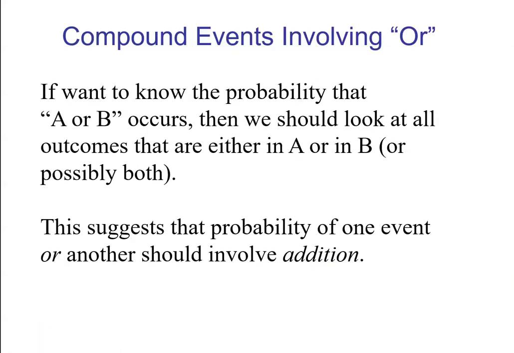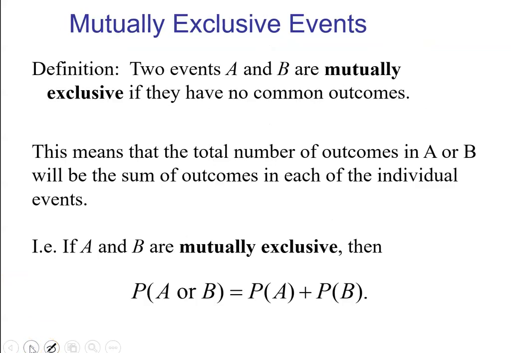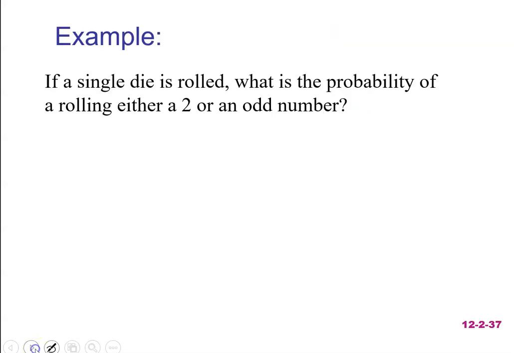All right, going back to the word or here. Compound events involving or. If we want to know the probability that A or B occurs, then we should look at all outcomes that are either in A or in B, or possibly in both. So we definitely are going to involve addition with this, and occasionally subtraction. If they have no common outcomes, they're considered mutually exclusive, and we literally just have to find the probability of each of them occurring and add them together. Again, that is if nothing is in common. For example, like the marbles, there was no mix of yellow and blue marbles.